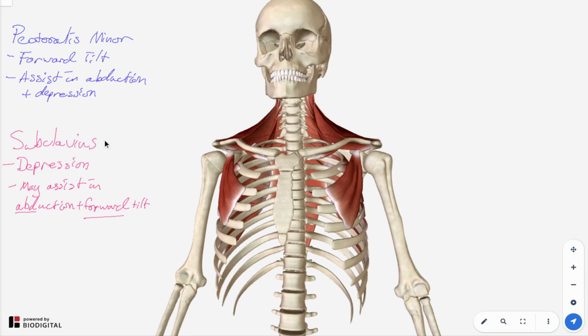So the pectoralis minor and the subclavius are the two anterior muscles, and they are the only two that cause forward tilt. So forward tilt is what makes these two special, primarily the pectoralis minor.